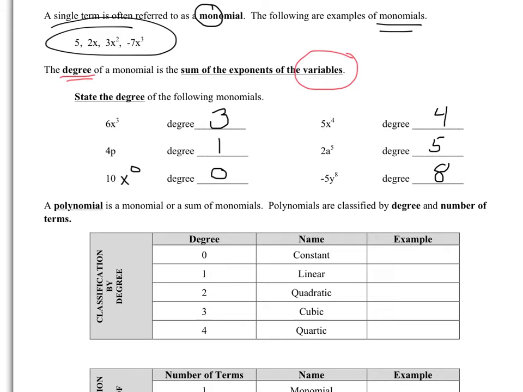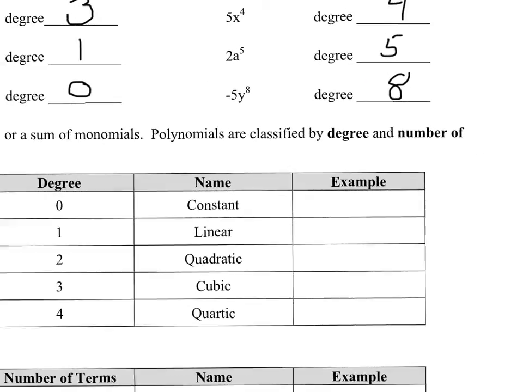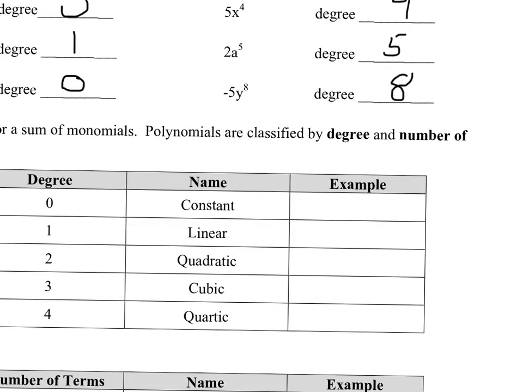A polynomial is a monomial or a sum of monomials. Polynomials are classified by degree and the number of terms. If the degree is 0, it would just be a constant. What we're looking at here is something like 5x to the 0. Zero is an exponent, which gives 1. 5 times 1 is 5. So that's a constant.